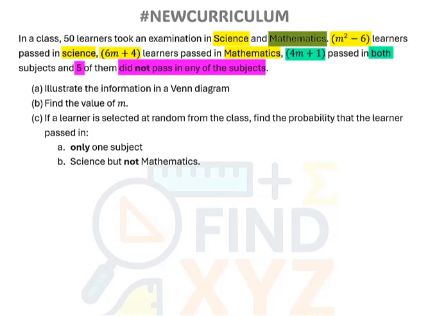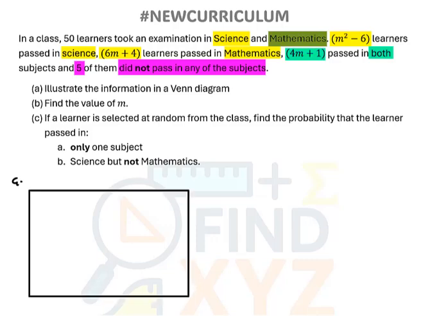Let's begin. We have two different subjects here, math and science. So I'll begin by saying let m be equal to math and let s be equal to science. Since we are going to illustrate our information in a Venn diagram, which is the first part, I'm going to draw our Venn diagram. How many people took the examination? That is 50. It means that the number of students, that is the universal set, is equal to 50.